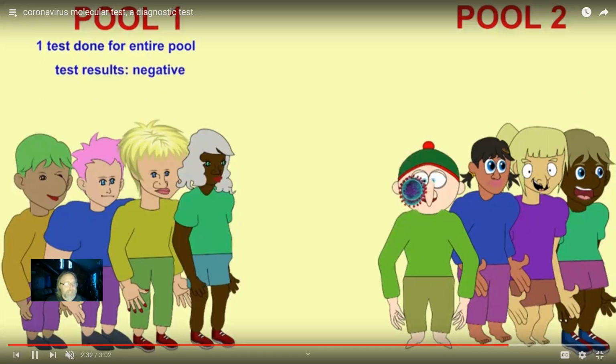Let's say that test is then shown to be negative. No other tests are needed. So you've said that no one in pool 1 has coronavirus. So instead of doing 4 tests, you just did 1. If there's 20 people in the pool, instead of doing 20 tests, you now just do 1. That may be a cost-effective way of, say, testing a classroom.